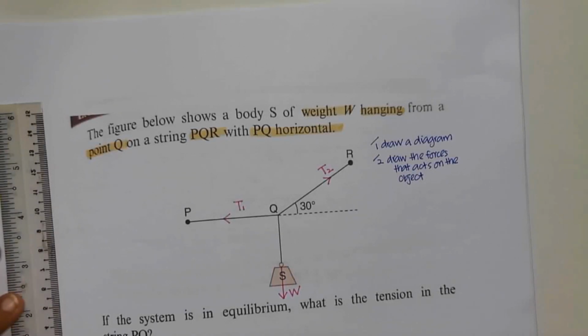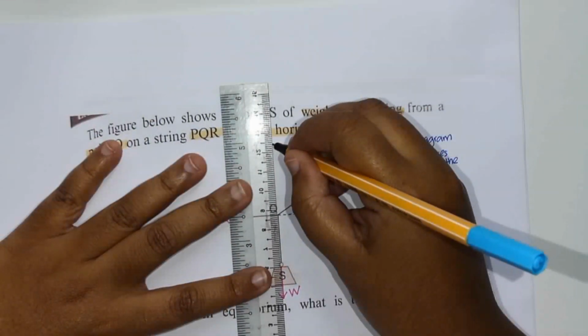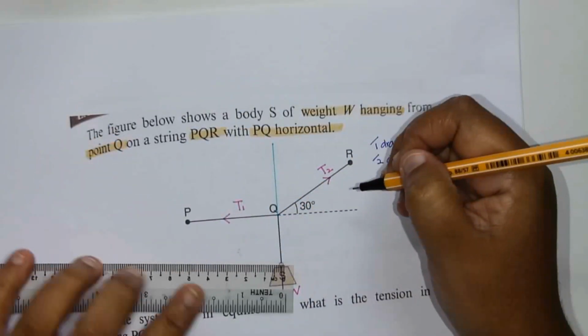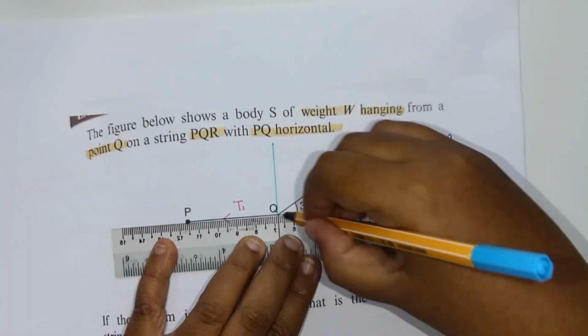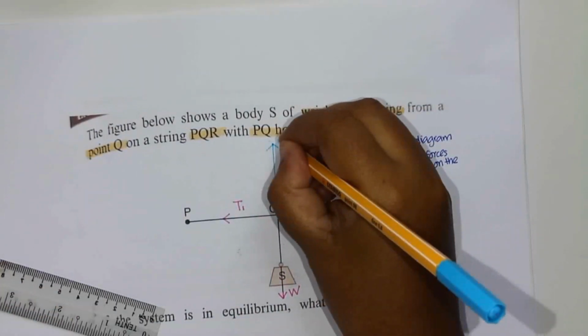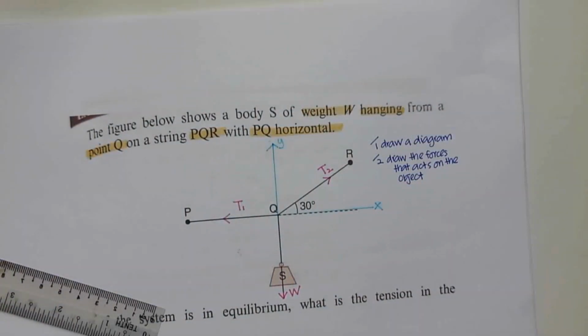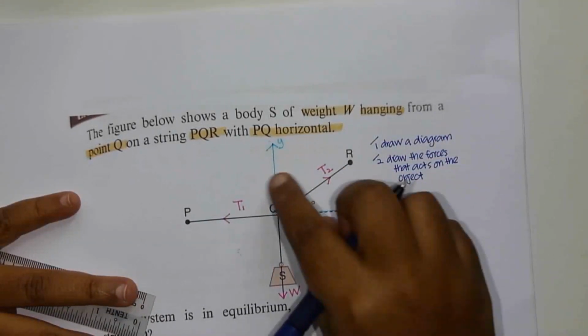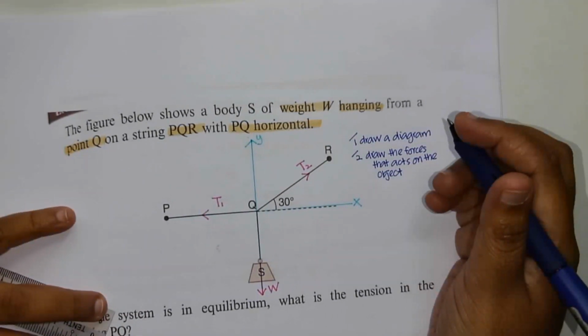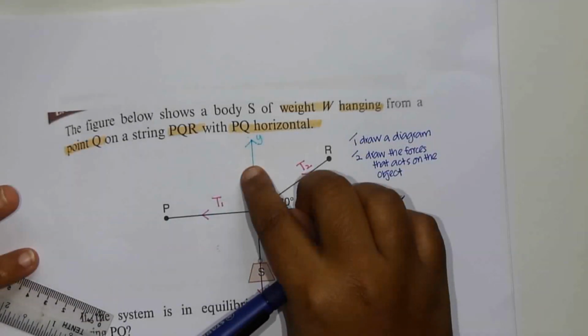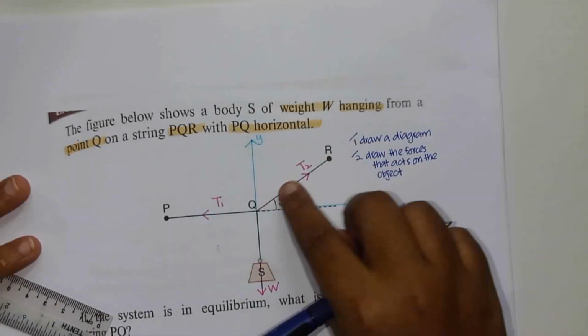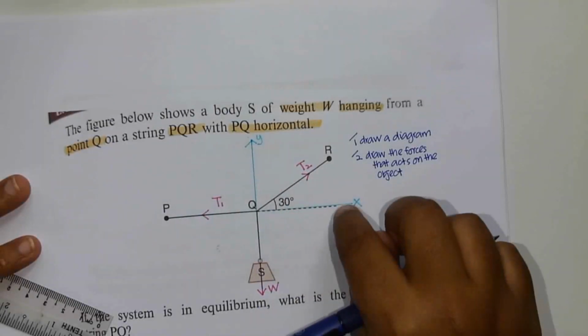Now what I can do is draw an imaginary line here which is the y-axis, and then an imaginary line here which is the x-axis, for me to get a better view of how to arrange the forces. The forces that are in the y-axis and x-axis, you no need to resolve. You only resolve the forces that are not in the y and the x.